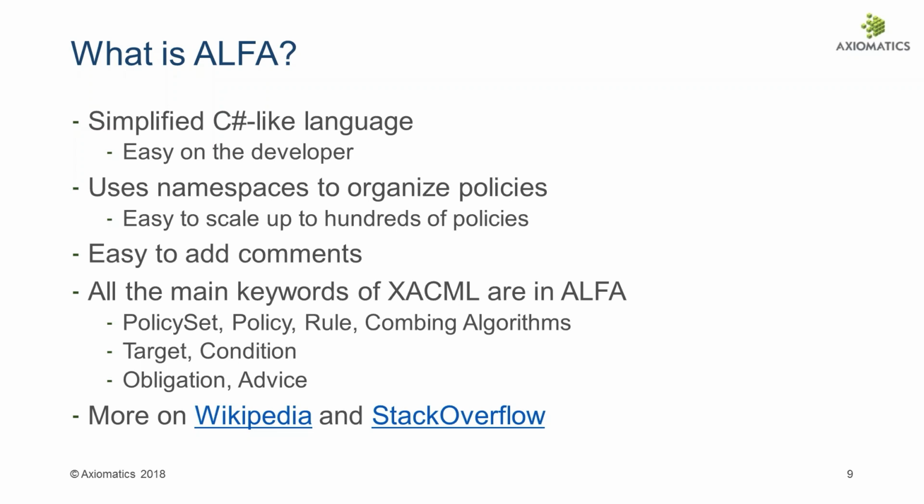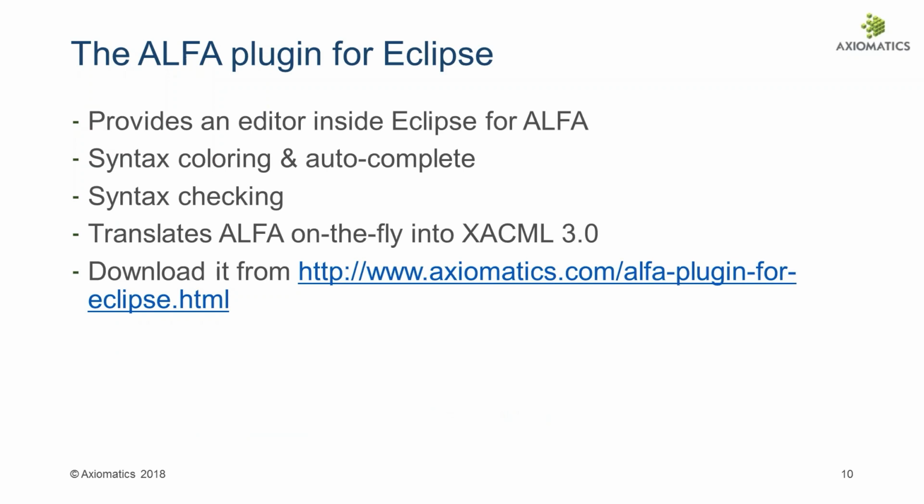A couple of points I want to highlight is the fact that there is a lot of literature and documentation both on Wikipedia and Stack Overflow on ALFA, and we welcome contributions from anyone. So if you want to go to those pages and add more information, you can do that. And then Jonas, you briefly mentioned the ALFA plugin for Eclipse. What is it exactly?